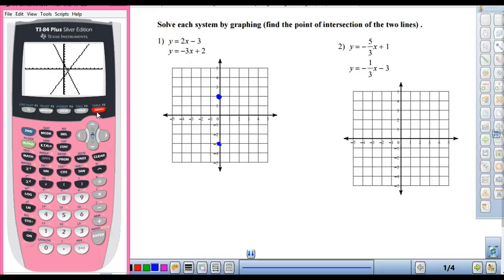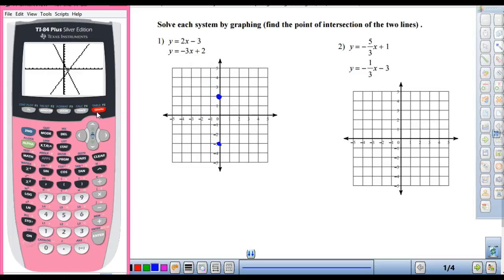Yeah. Alright, but is it kind of hard to see where they intersect? Yeah. Because remember, our solution is where they intersect, right? Alright, so to find our intersection point, we are going to hit, and it tells you all of these steps are on page 6. Alright, so we have to hit second, trace.